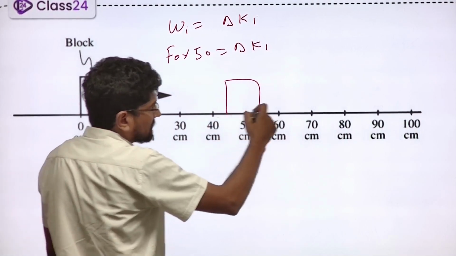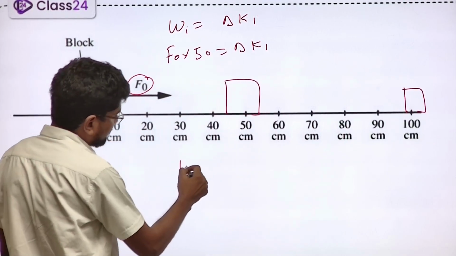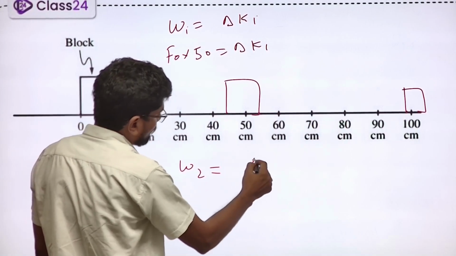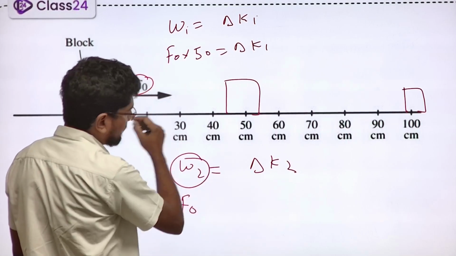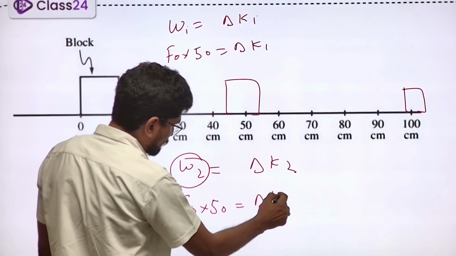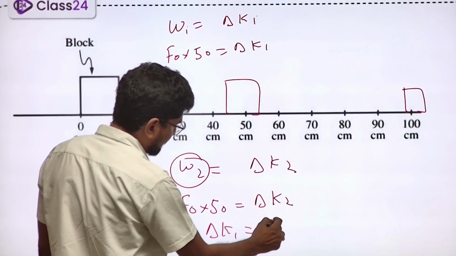Similarly for 50 to 100, again we say work done in part 2 equals delta k2, and we can say W2 equals F0 times 50, because F0 is a constant and the distance is again the same. So by these two equations you can compare that delta k1 is equal to delta k2.